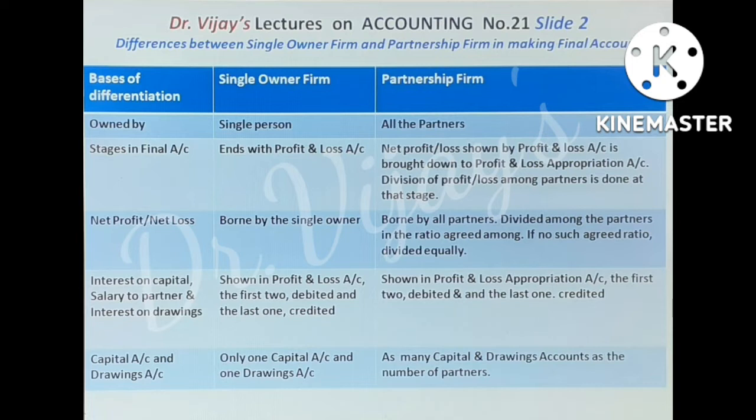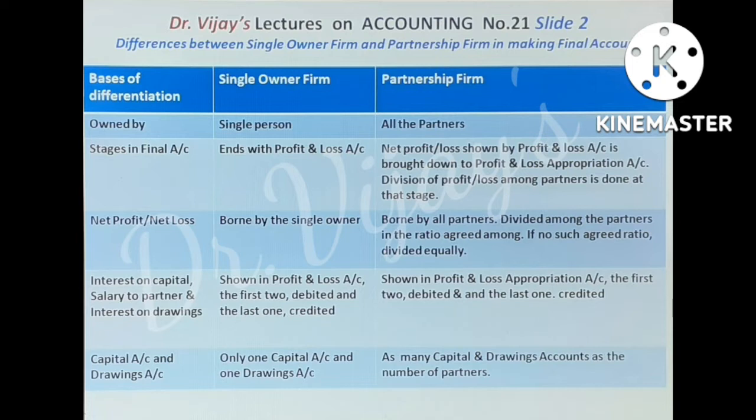In the final account of single owner firm, it ends with profit loss account. Profit loss account shows the net profit or net loss for the period, and that is transferred from the final account to the owner's capital account. And in partnership firms, net profit or net loss shown by profit loss account is brought down to profit loss appropriation account. Division of this profit or loss among partners is shown at this stage.